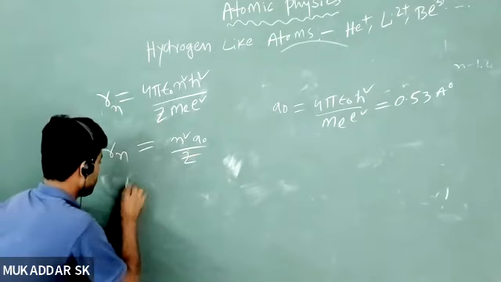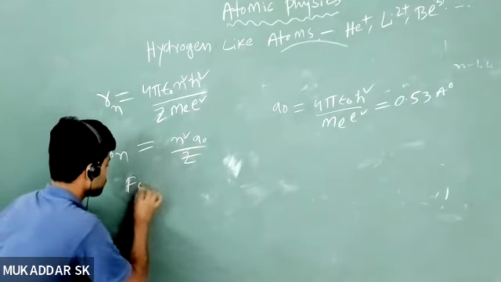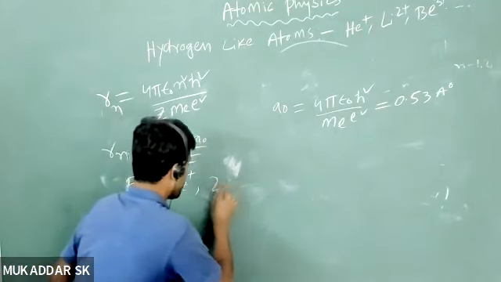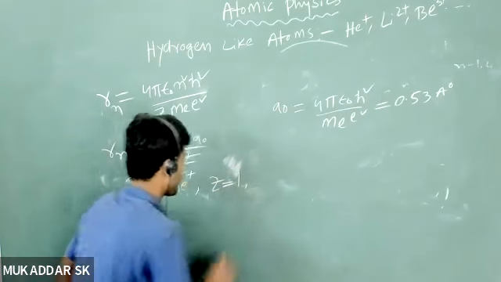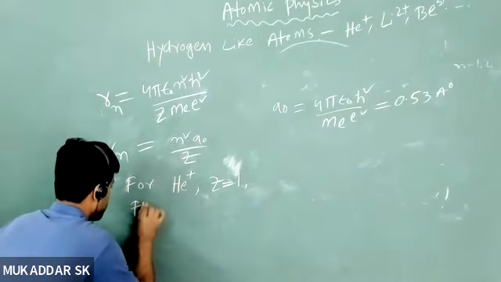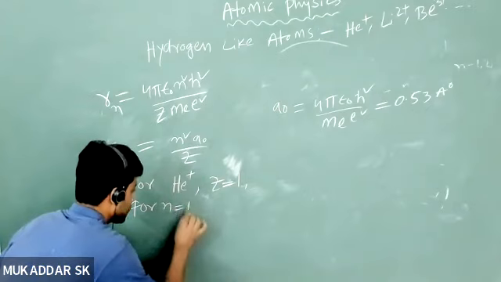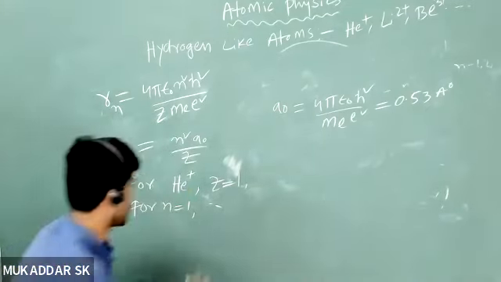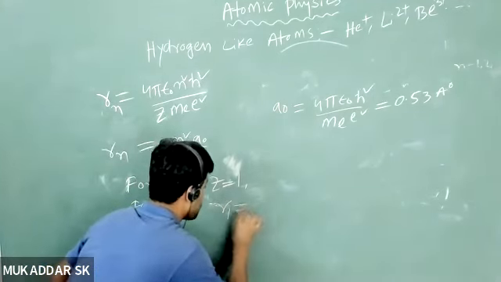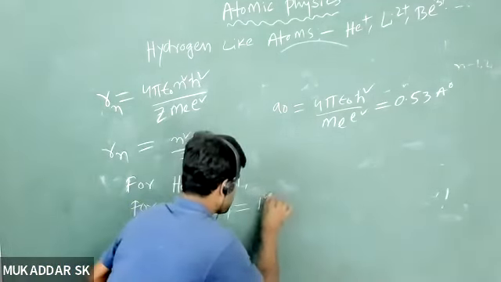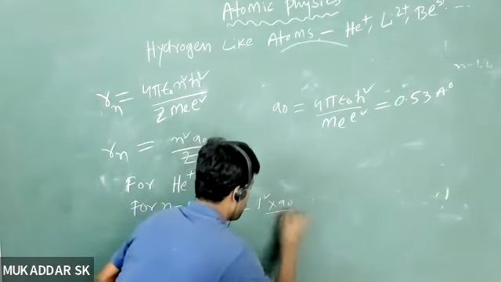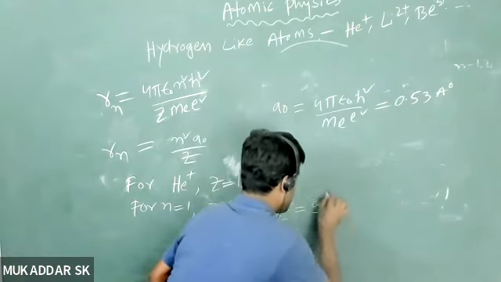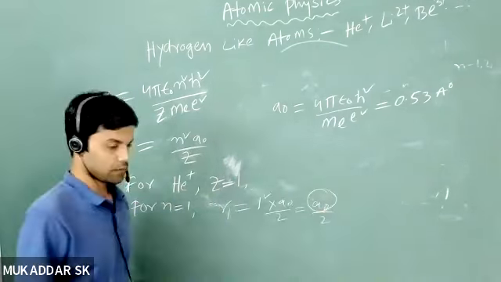So for n equals to 1, for helium plus, Z is 2. Now for n equals to 1, you will get r1. r1 will be simply 1 square into a naught divided by 2. So it is simply a naught by 2. And you know the value of a naught, right?